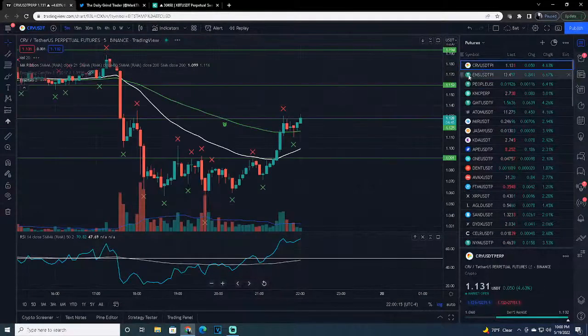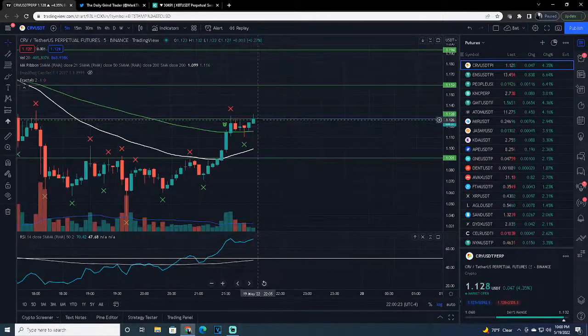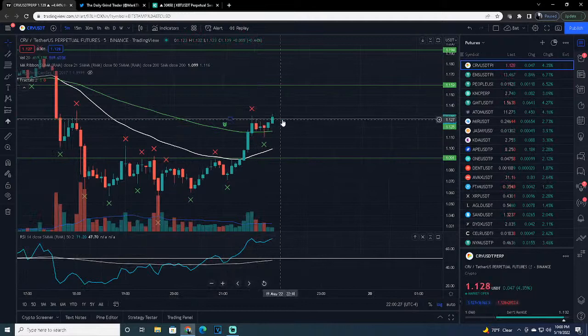And there we go, there's CRV. CRV popped. It broke the support resistance. So let's see if it holds this level. If it flips this resistance to a support, then we can take this trade.